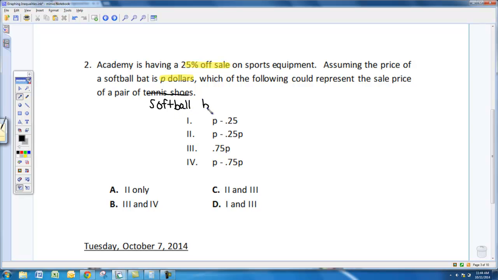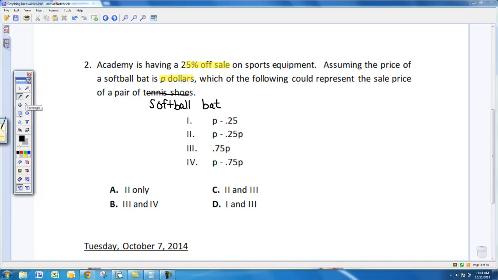Okay, so let's look at each of our answer choices individually. And I think first we will start with trying to eliminate something that we know could not be correct. Okay, we are taking off 25%. So anything that says taking off something different than 25% cannot be our answer.